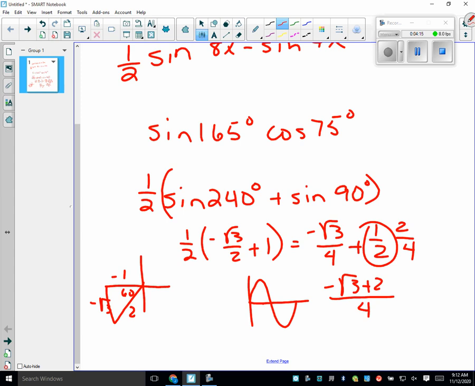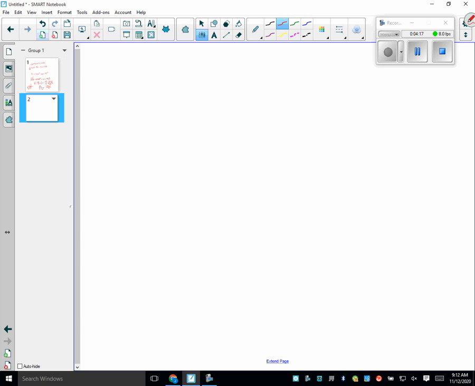All right. Now, what if I want to go sum to product? This time I have this, and I want to find the exact value using sum to product. What do I do? Are we just putting it into the formula, or are we solving it? Solving it. Okay. But I have to put it in the formula first, don't I? Yeah.